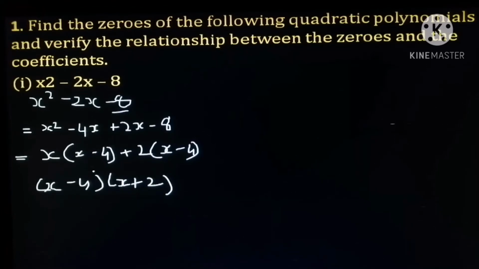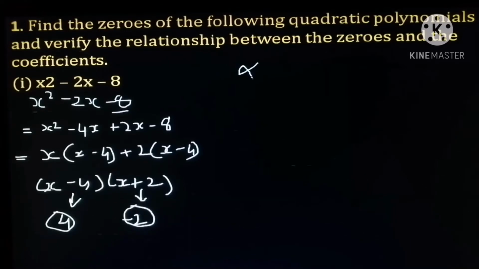When x minus 4 is equal to 0, it will give you x is equal to positive 4, and when x plus 2 is equal to 0, x would be equal to negative 2. So these are your two zeros, alpha and beta namely. Now we have to verify the relations. The first relation, as we all know, is alpha plus beta is equal to minus b by a.